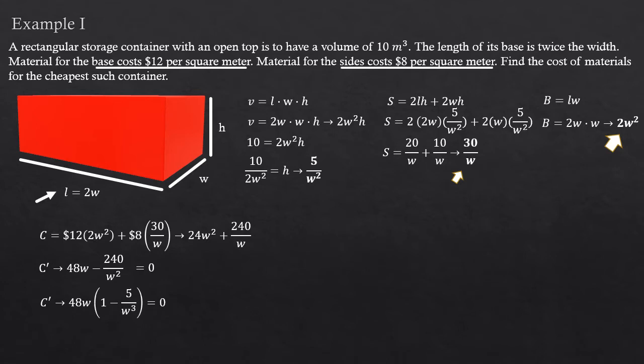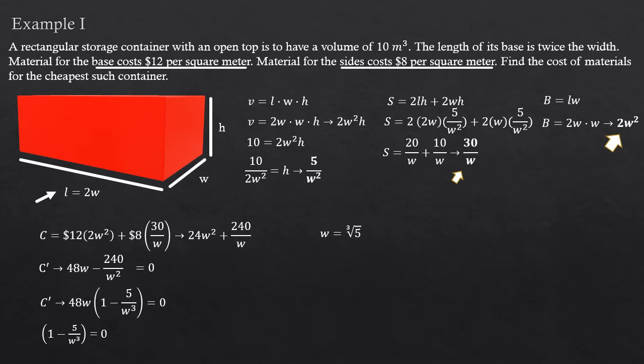And then set that equal to 0, factor. You do get an extraneous solution, W equals 0. We don't want that one. So solve for 1 minus 5 over W cubed. And solve for W, you get the cube root of 5. This is the critical value. So we found the derivative, set it equal to 0, and figured out the critical value.